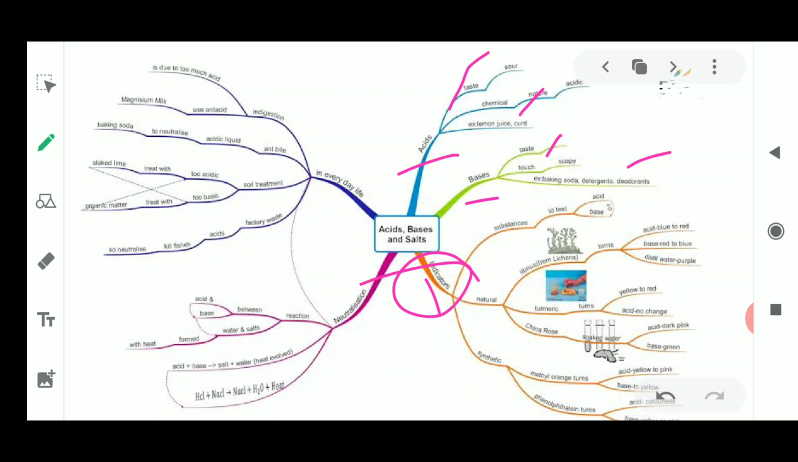With the help of indicators we are going to identify whether the substance is acidic, basic or salty. Acids and bases could be distinguished with the help of two types of indicators, which are natural indicators as well as synthetic indicators. Similarly, we'll see about the neutralization reaction, what this neutralization reaction is and what its effect is in our daily life. So this was the mind map or the concept which is going to be built up in this lesson.